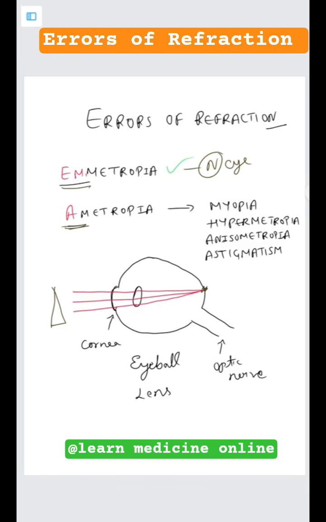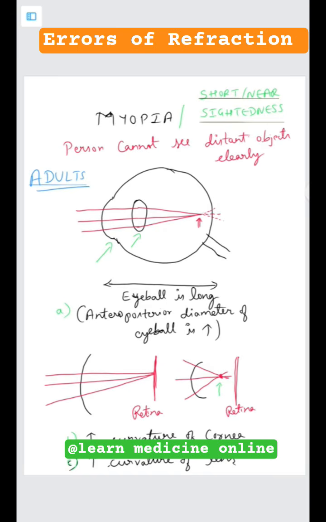What is ametropia? If the light rays are not focused exactly on the retina, the condition is said to be ametropia, meaning the patient has errors of refraction. In this case, the image may be formed in front of the retina, or behind the retina, or it may be unevenly forming on the retina. So the important types of ametropia are myopia, hypermetropia, anisometropia, and astigmatism.